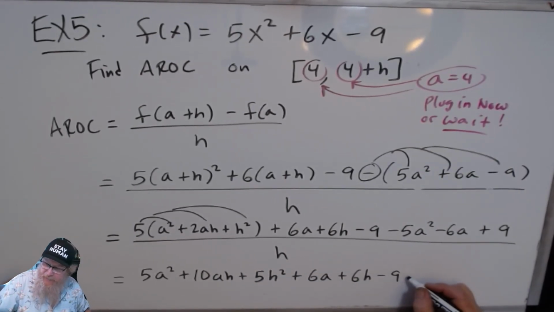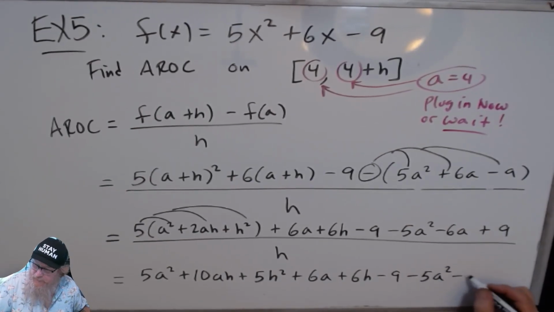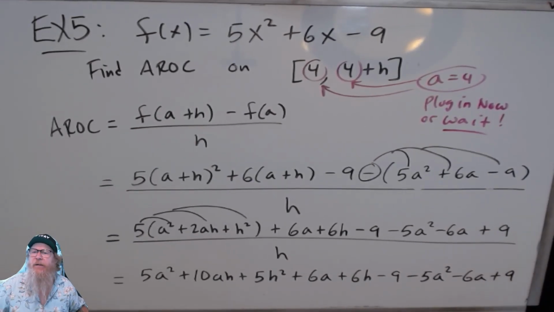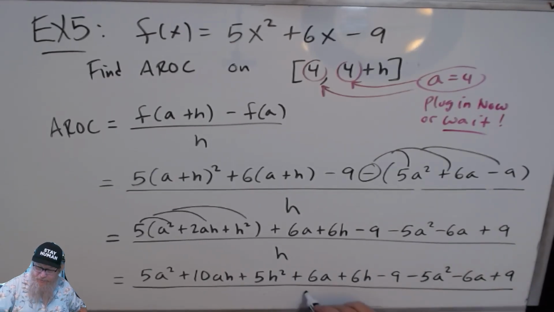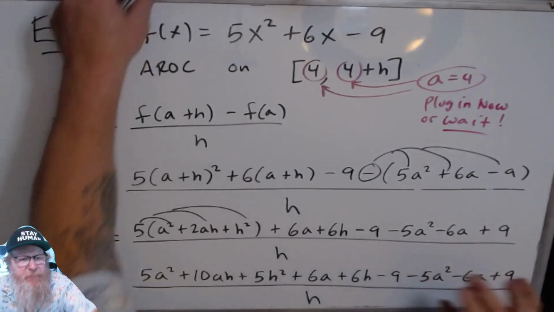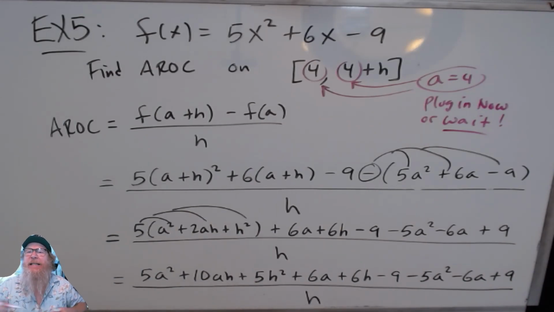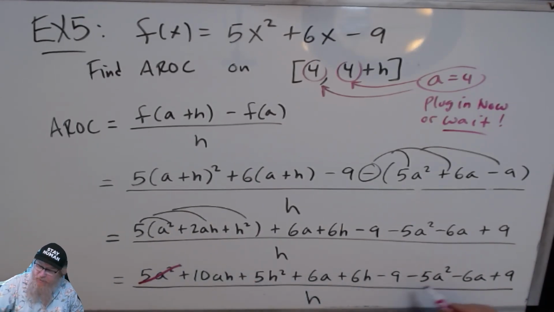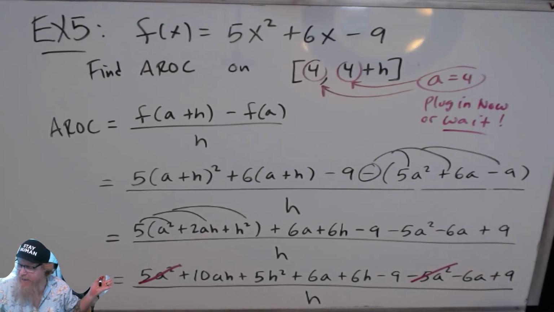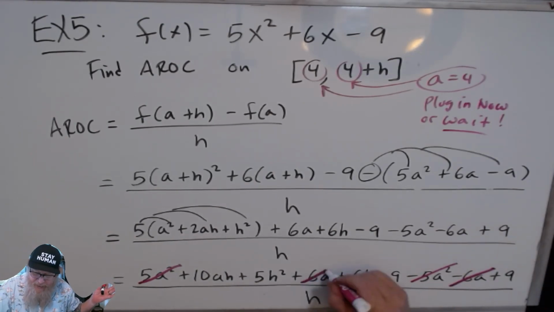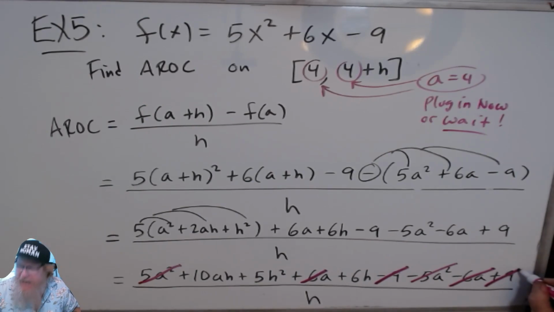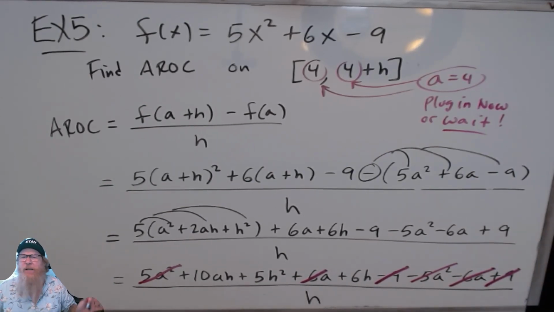A lot of writing. A lot of duplicating stuff all over h. Eventually, I'm going to write the h more than one time, but let's just clean it up a little bit. So I've got 5a squared, negative 5a squared. Hey, that sounds familiar. That happened before. Negative 6a, positive 6a, negative 9, positive 9. That's always going to happen, right? All of the a terms will cancel, and the constant terms. And so all of the remaining terms should have an h.